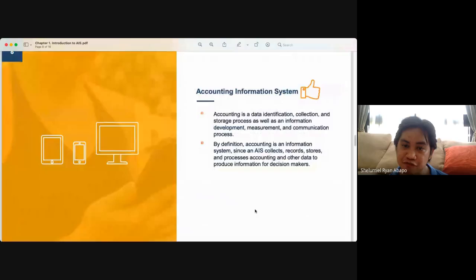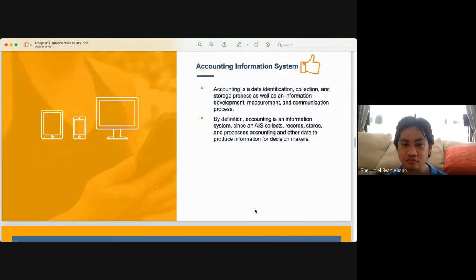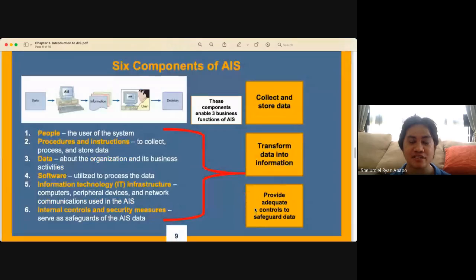Now, accounting information system, you notice that accounting is defined here as a data identification, collection, and storage process, as well as an information development, measurement, and communication process. By definition, accounting is an information system since it collects, records, stores, and processes accounting and other data to produce information for decision makers. Irrespective of whether it is manual or automated, accounting is an information system, right? Now, let's check the 6 components of an accounting information system. What are these 6 components?